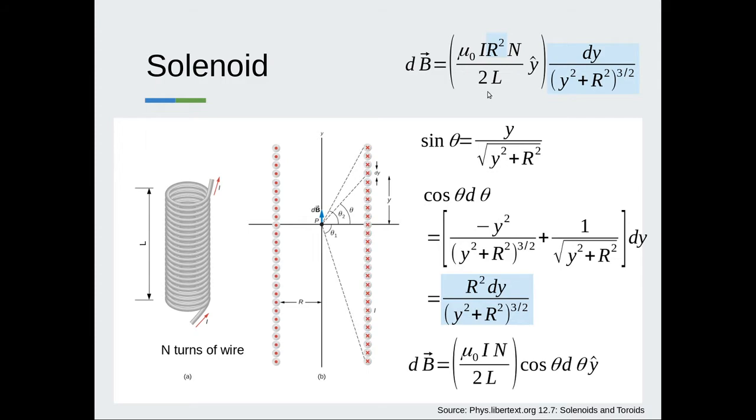Okay, so r squared dy and this one, and we just go back and check our equations here. R squared is right here. Dy over this complicated guy is here. So if we just take them out and replace them by cosine theta d theta, then it gets very simplified.